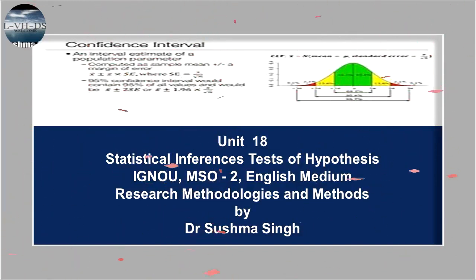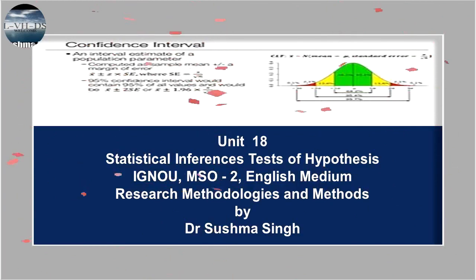The next point is select a test criteria. The next step in hypothesis testing is to set up a test criteria. An appropriate probability distribution that can be applied is selected for the particular test. Some of the common probability distributions are chi-square, T and F.